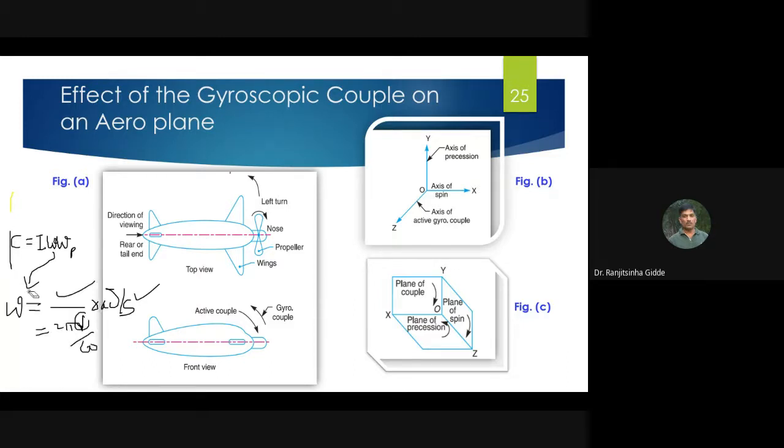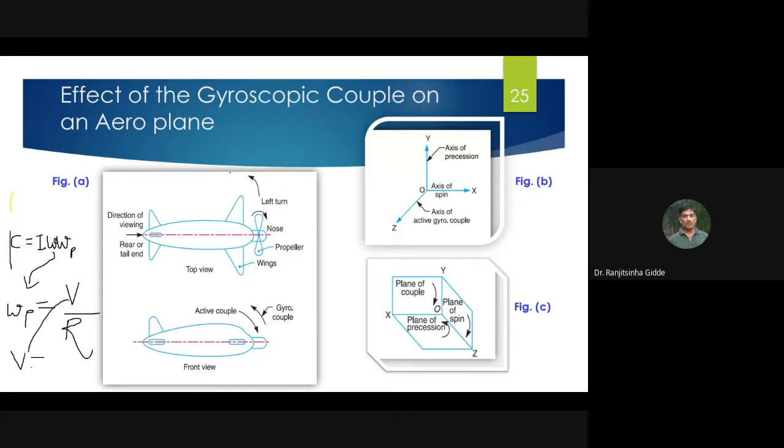Okay. Next, you can write omega p. This is important: omega p is equal to angular speed of precession in radian per second, is equal to v by r.